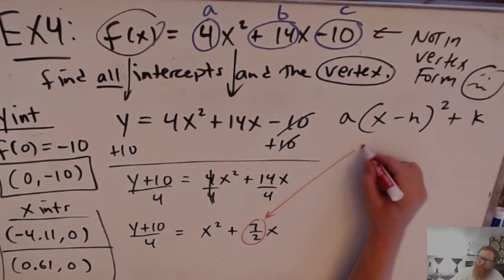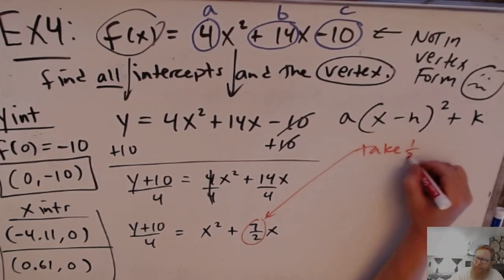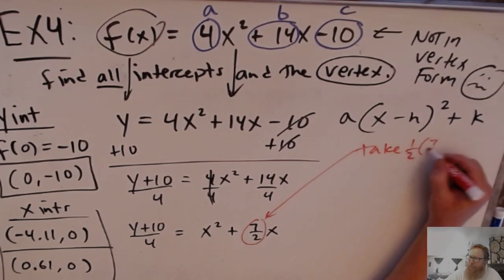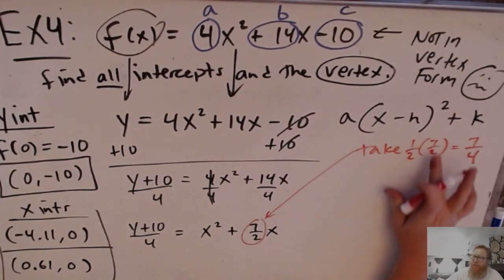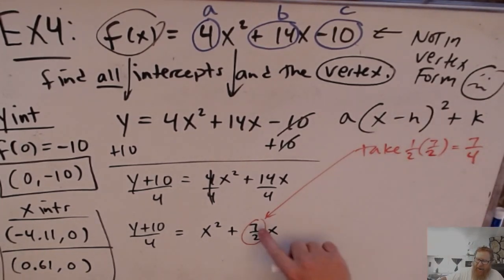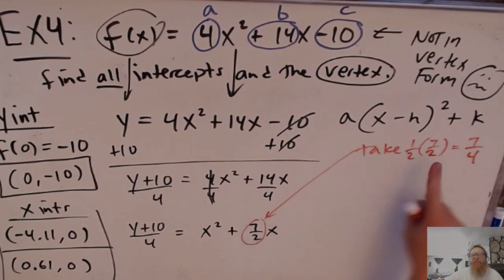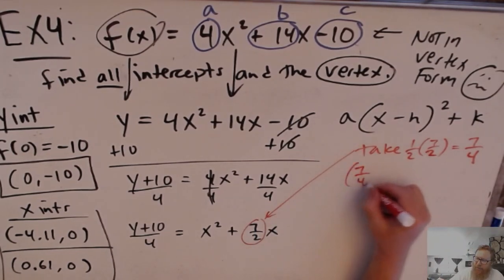I probably don't need to tell you this one more time, but I'm going to tell it to you one more time. Take half of the middle term. That'll be 7/4. Yeah. Half of 7/2 is 7/4. And then square it.